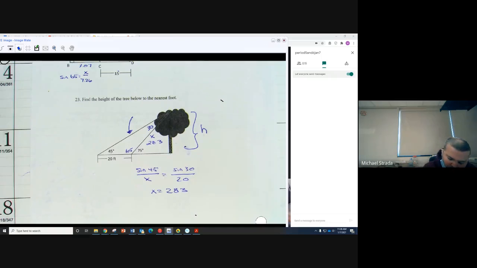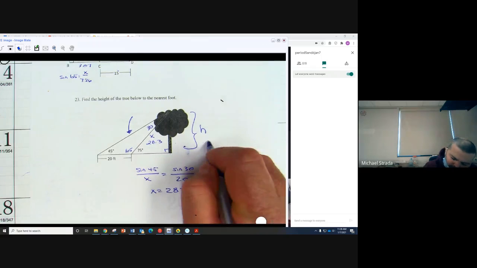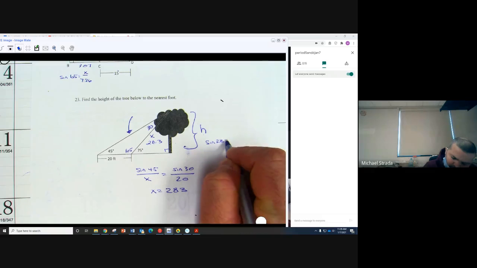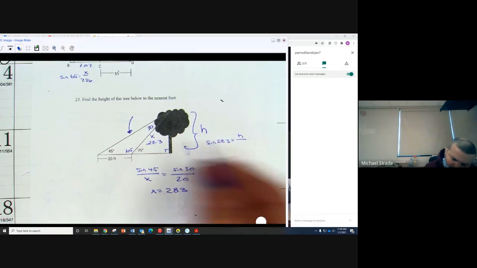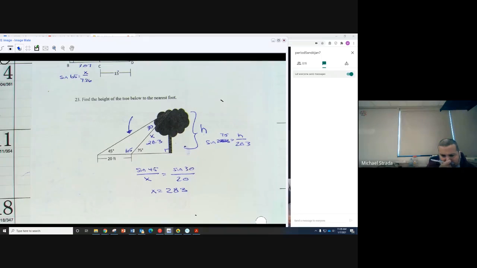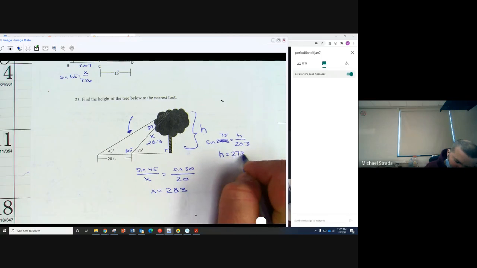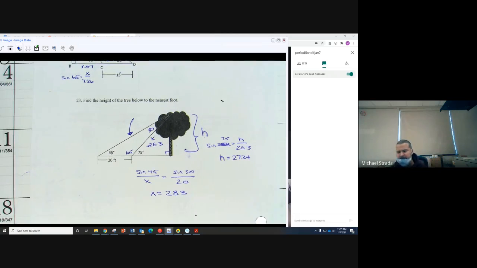All right. Now we assume the tree is growing at a 90-degree angle. We know that's 28.3. We're trying to find h. That would be the sine function. Sine of the angle, which is 75, equals h over 28.3. I'm going to do 28.3 times sine 75. And that gives me a height of approximately 27.34. And then you round to where it tells you.